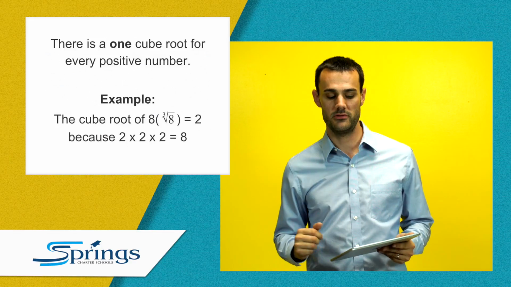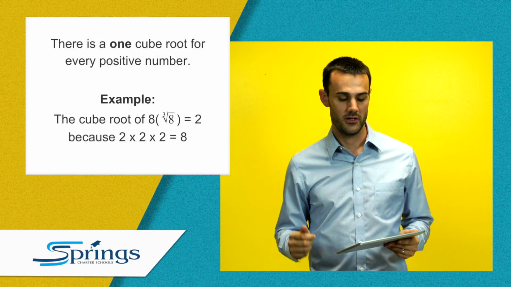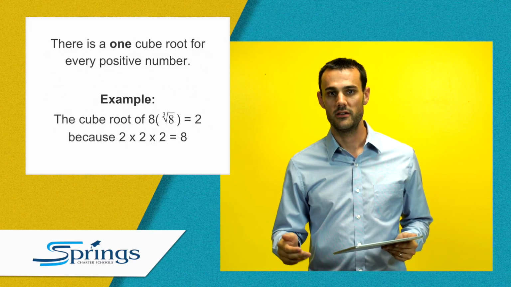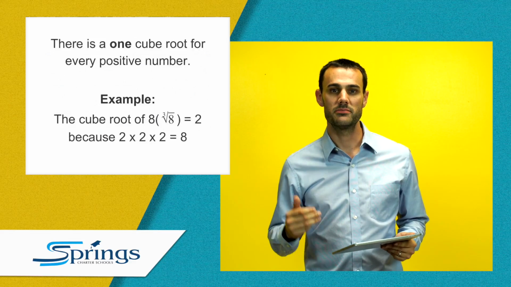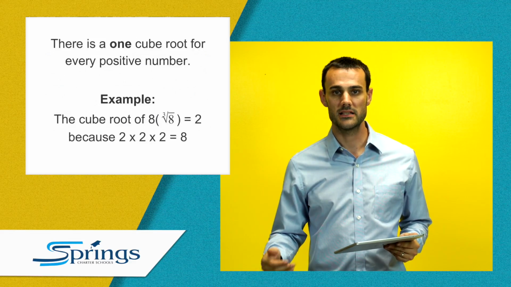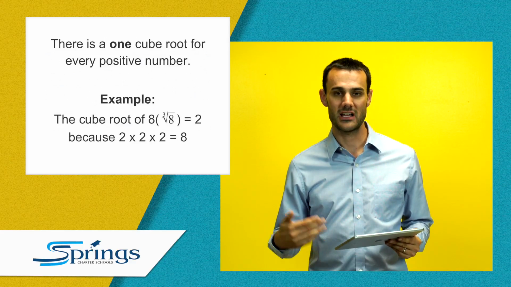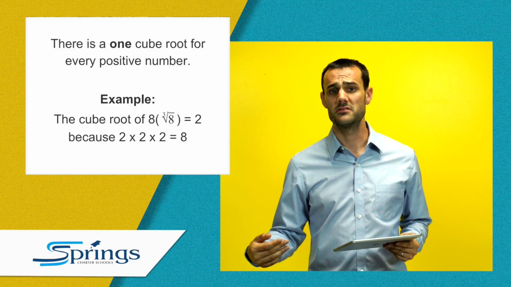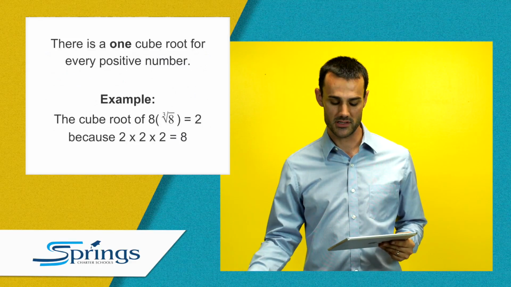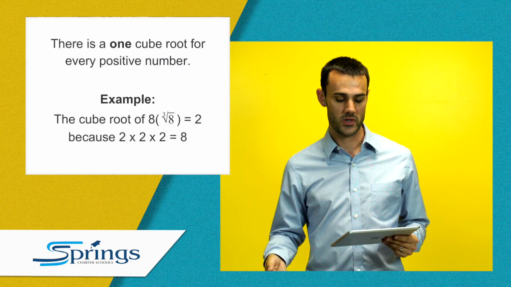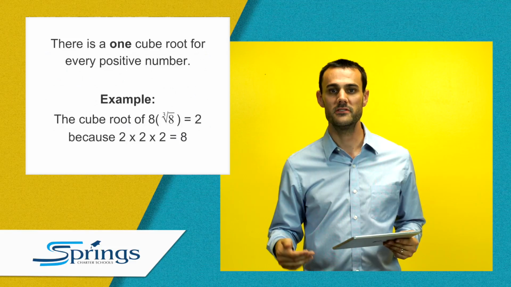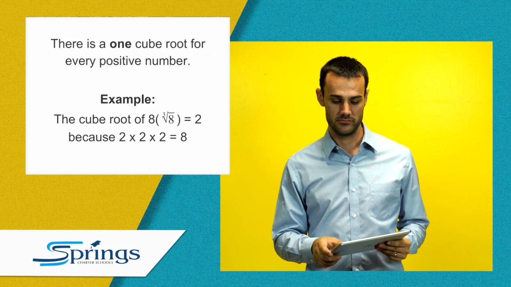There is one cube root for every positive number. So the cube root of 8, okay? Now, we have to figure out what number, when multiplied by itself 2 more times, is going to get us back to the number 8. So 8 is a pretty small number, so let's start small. I'm going to go with 2. 2 times 2 is 4, and we're multiplying it by 2 one more time to get us back to that 8. So we can say with confidence that the cube root of 8 is equal to 2.